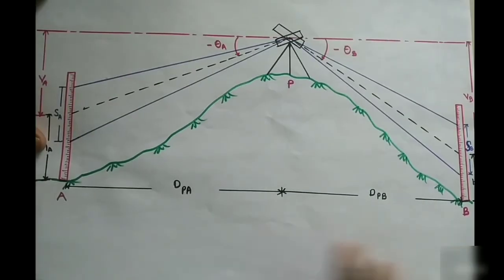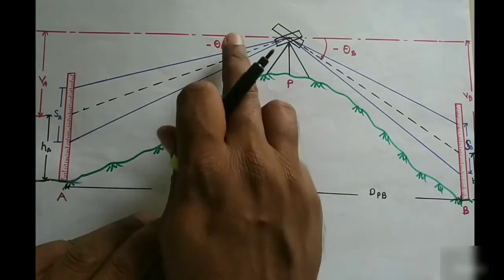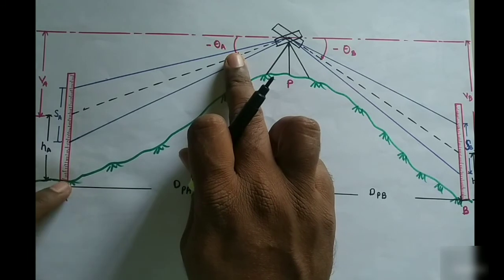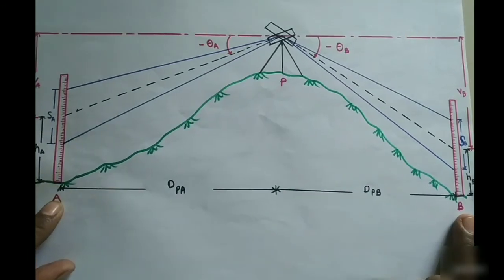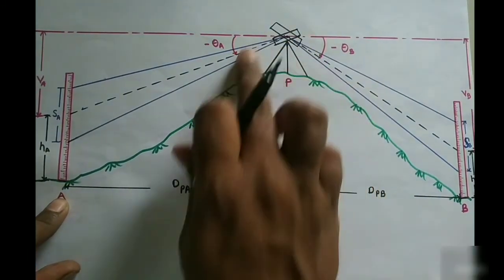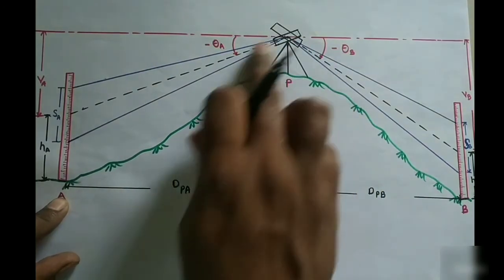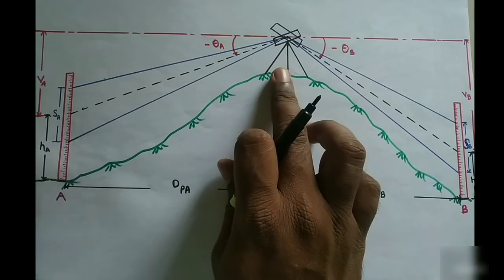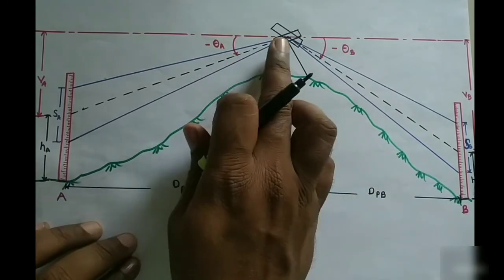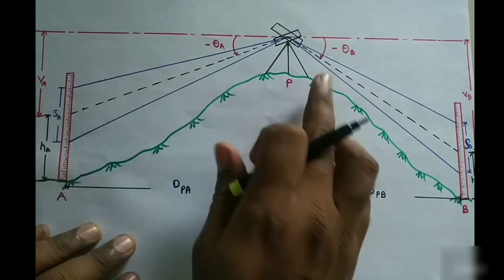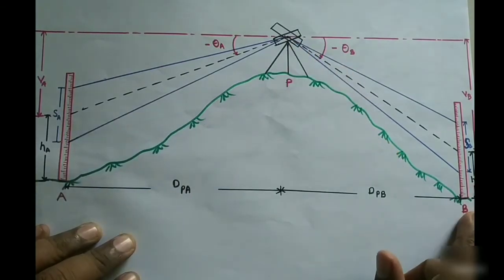Now the next case is if both the angles are given as angle of depression. You can see here A is the staff station, B is the second staff station, and the instrument is directly placed at the center, at the hilly region or at the highest level. In that case we can measure minus theta A by bisecting the staff station at A and minus theta B by bisecting the staff station at B.